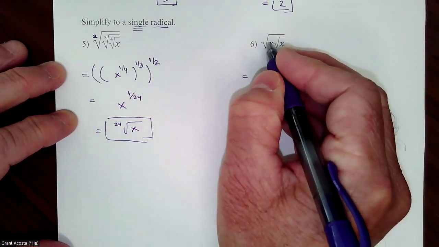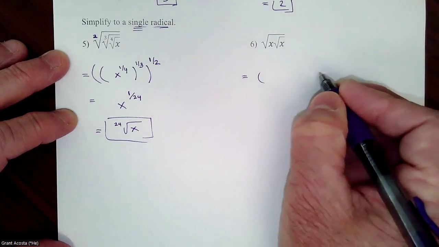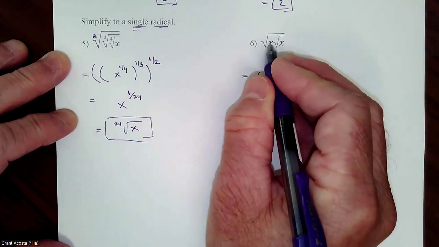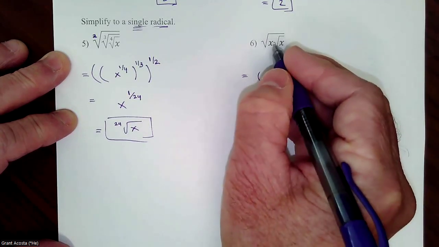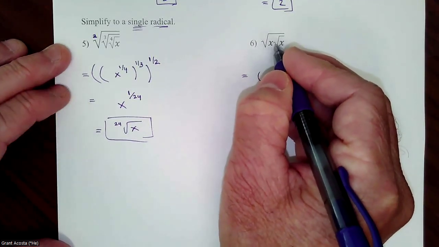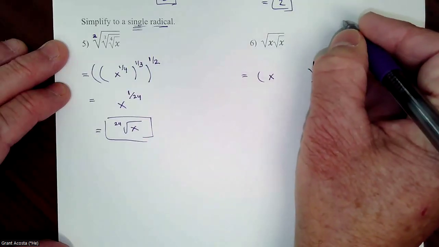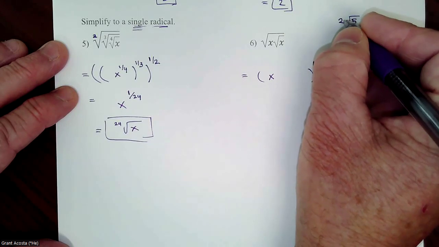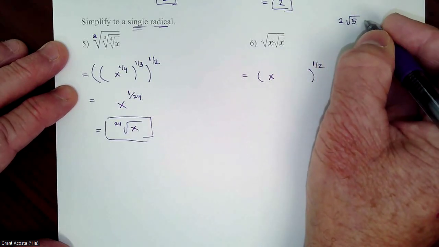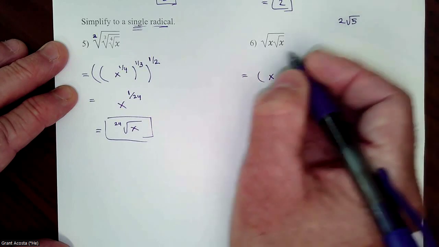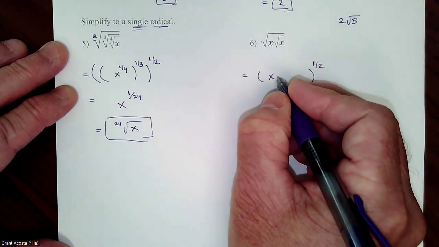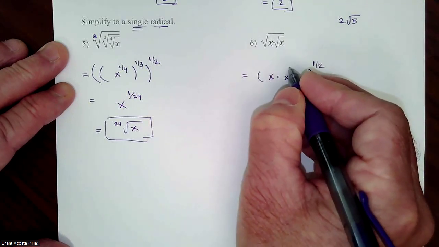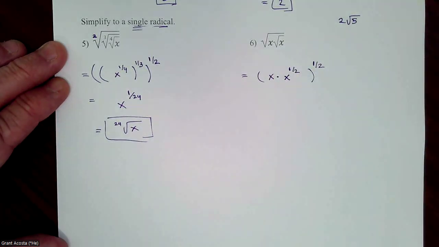Okay, so let's start with the outside square root. The outside square root is certainly raising some stuff to the 1/2. And what is it that's inside? It is x root x. Now, to be clear, when you see something like 2 square root of 5 with numbers, that means 2 times the square root of 5, right? So this is really x times the square root of x, and that square root of x, if I rewrote that with an exponent, would be x to the 1/2.